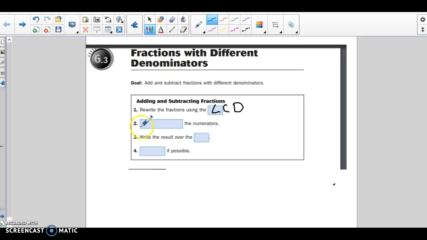Okay, number 2, add or subtract the numerators. But you have to first find a common denominator. Number 3, write the result over the denominator. Or you know what, instead of denominator, we need to write it over the least common denominator. And then, of course, the last step, which I will be honest, in 6th grade, is not an expectation or standard, but you need to know it by 7th grade: simplify.